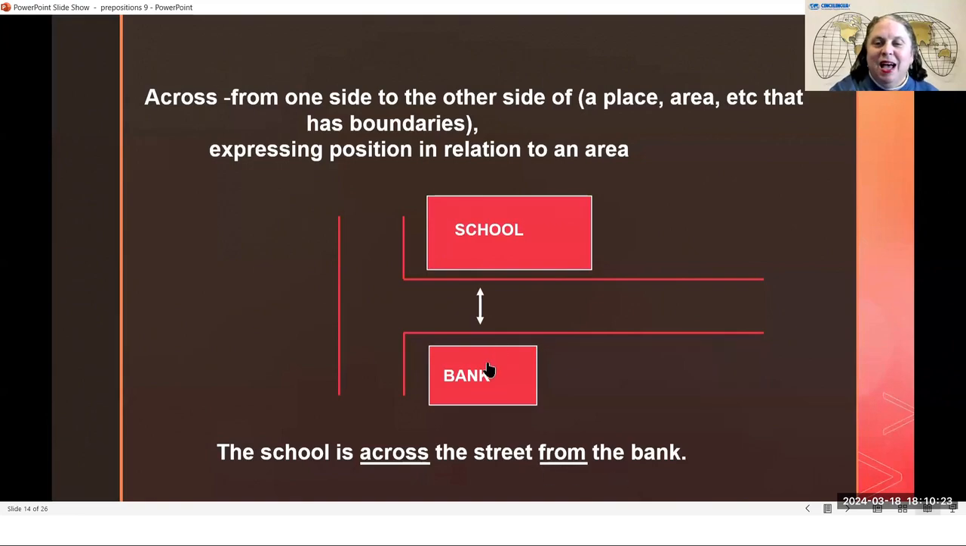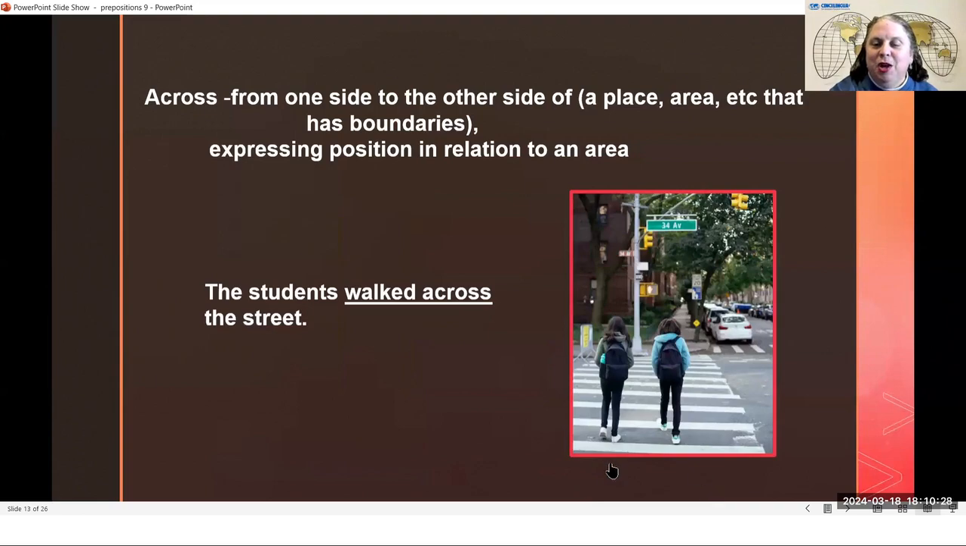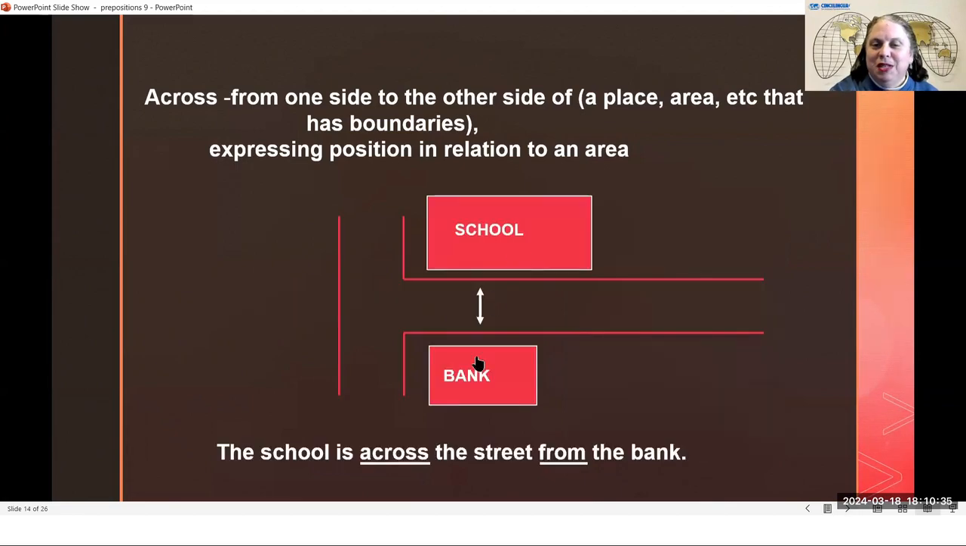The bank is not doing like these girls were doing. The bank is not starting here and the bank is going across the street to the other side. The bank is not moving. The school is not moving. Neither one of them is going across the street. What we are saying is that the school is located across the street from the bank. So here, the top one is moving, and the bottom one, no one is moving, but we're expressing a position in relation to.